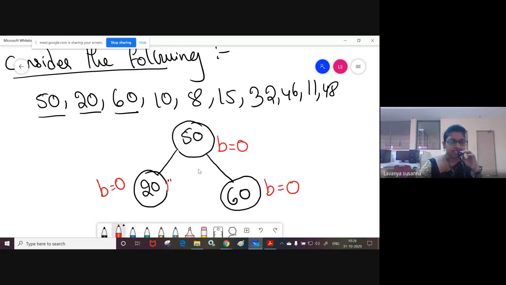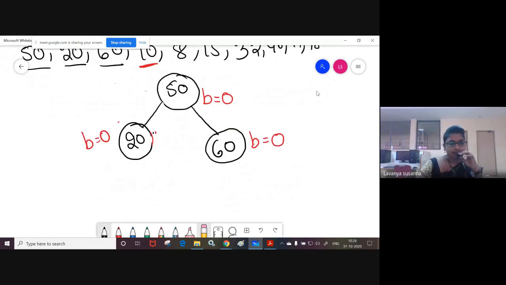Now, what is the next one? 10. 50 completed, 20 completed, 60 completed, 10 you need to insert. Where you need to insert 10? Compare 10 with 50. 10 is less than 50. Less means you have to come to the left side. On the left side there is another element. Compare 10 with 20. 10 is less than 20. Less means it should occupy as left child of 20. Left child of 20.